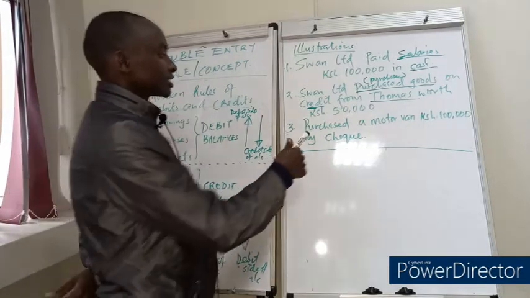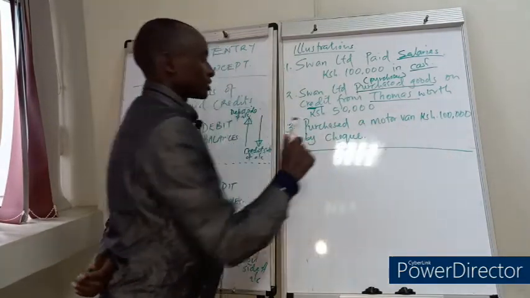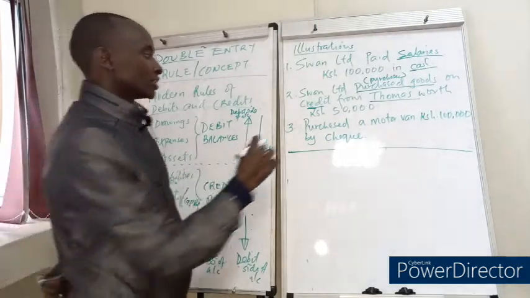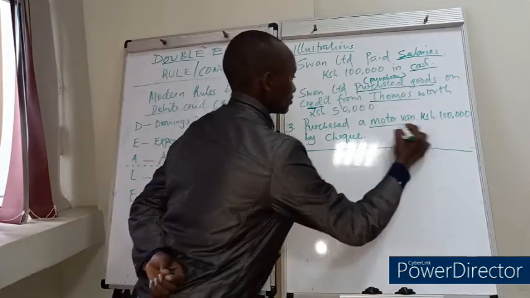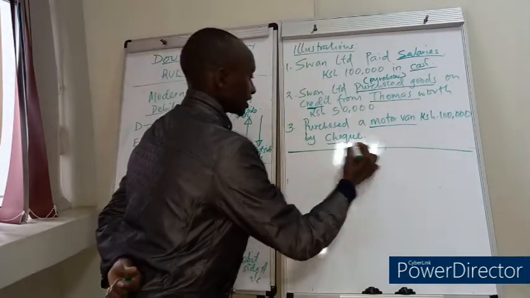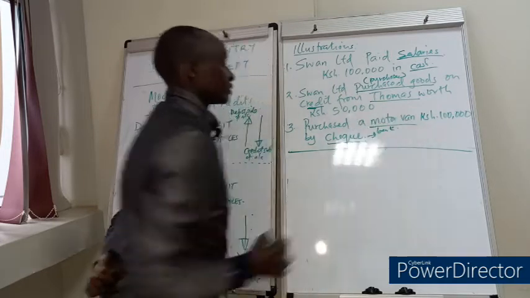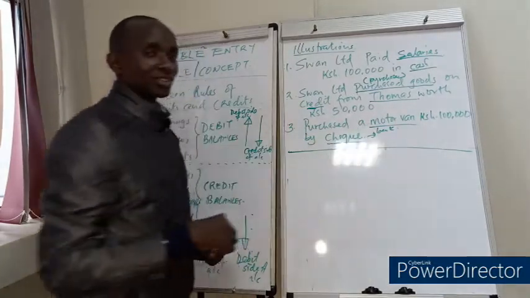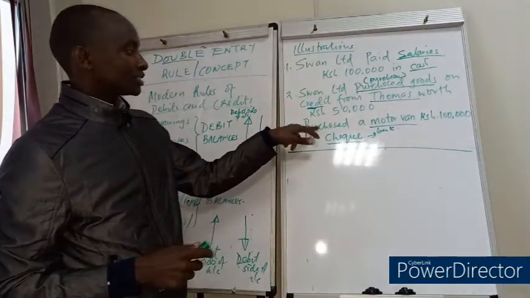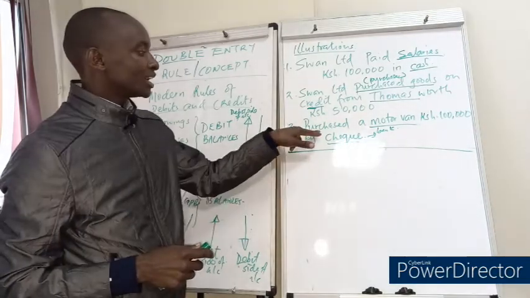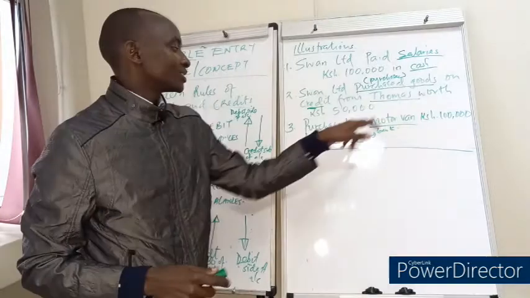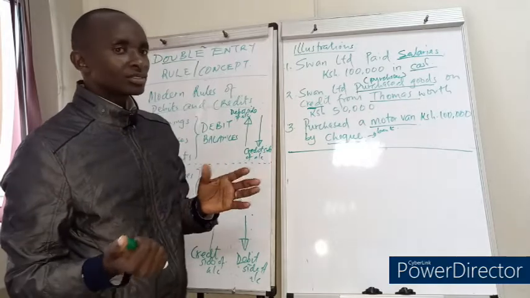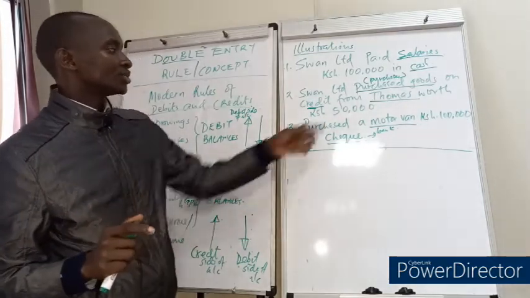Our third illustration reads, purchased a motor van worth 100,000 by check. So we are supposed to analyze these illustrations so that you come up with two accounts. So you are purchasing a motor van, and by check. A check is a bank account. So take note, don't say that since you are purchasing a motor vehicle, you open the purchase account. No, you're not supposed to, because a motor vehicle is not goods, isn't it? So a motor vehicle will take its own account. It's not like goods. You cannot say goods account. It looks awkward.